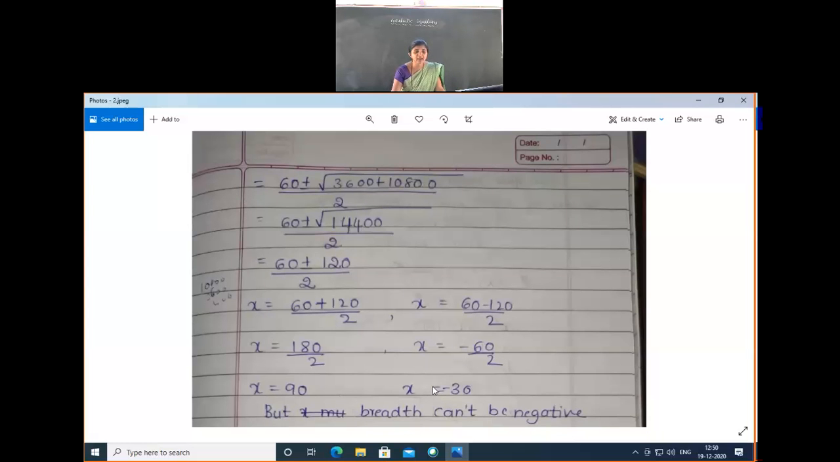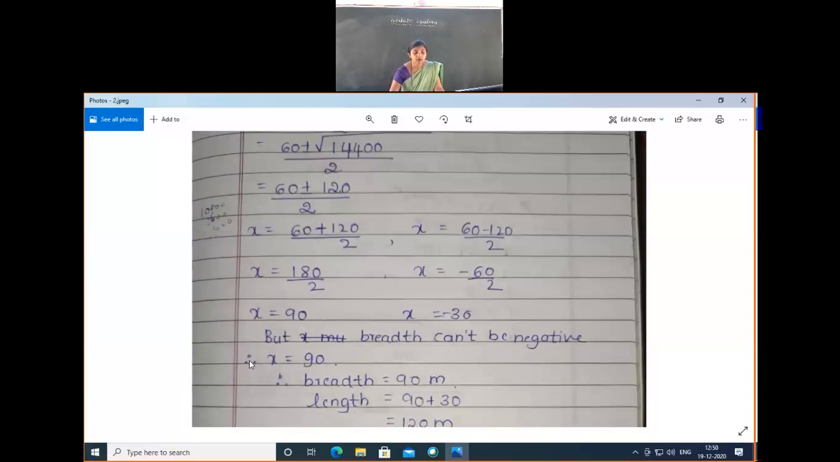Here which value we have to choose actually? Shortest side of the rectangular field. So it cannot be negative, no? So we have to neglect this x is equal to minus 30. So we have to take the positive value, that is x is equal to 90. So the breadth cannot be negative. Okay, so shortest side cannot be negative actually. x is equal to 90 we are taking actually, that is 90.